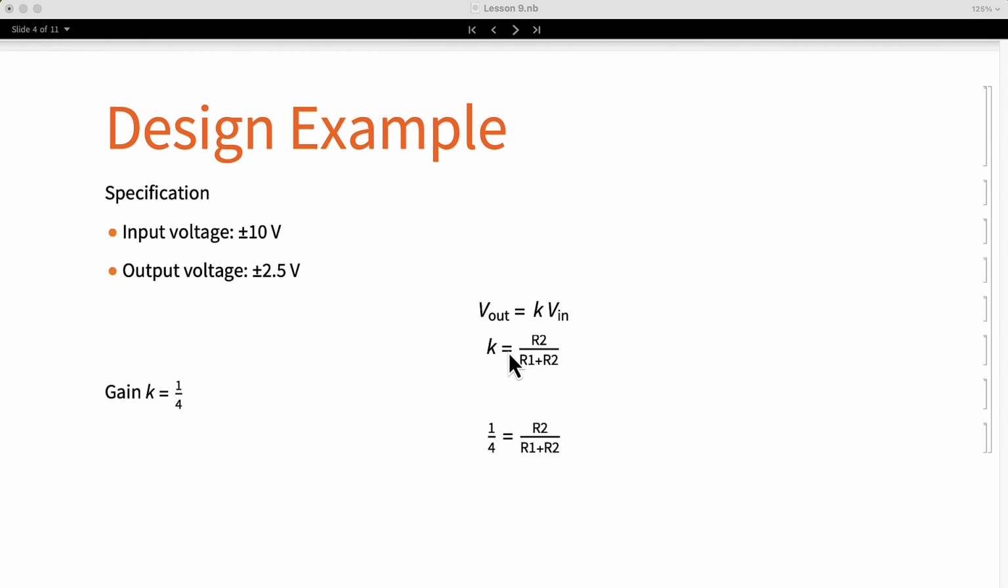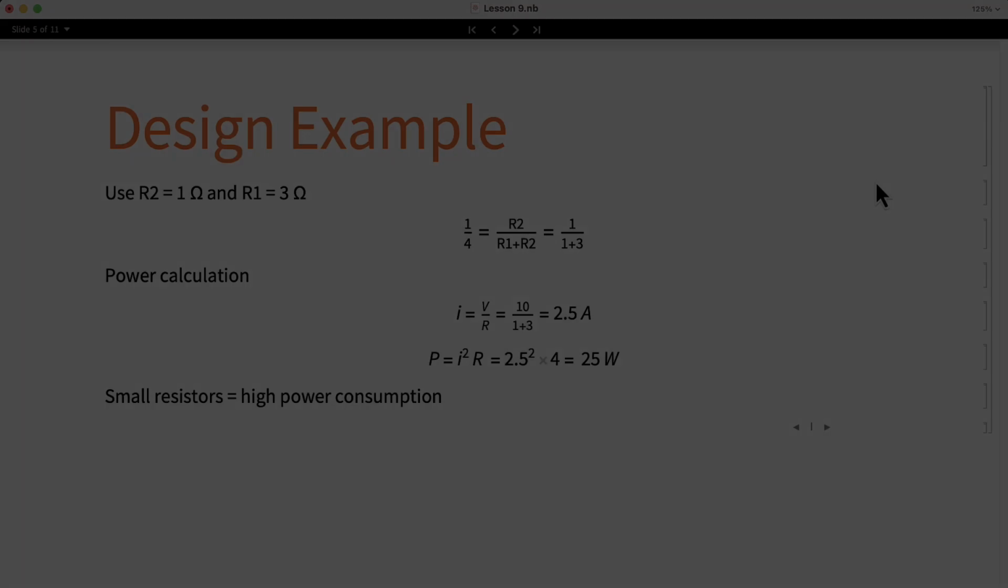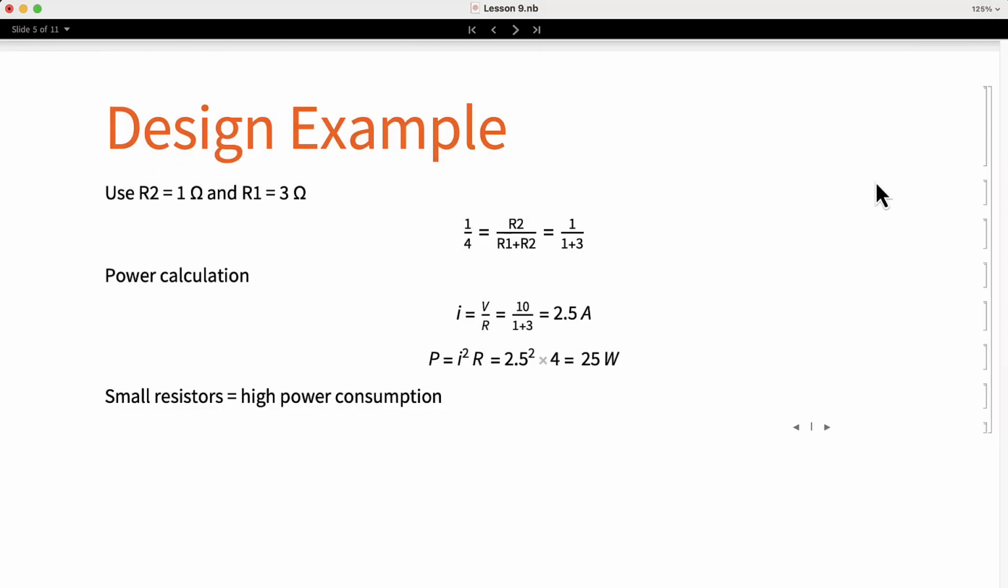That leads us to the following equation that we can use to obtain the resistor values. Let's pick some arbitrary values that satisfy this equation, and I will use a resistor 2 equal to 1 ohm and resistor 1 to 3 ohms. As we can see, these two resistor values satisfy the equation. And that's it. We have designed our first circuit.